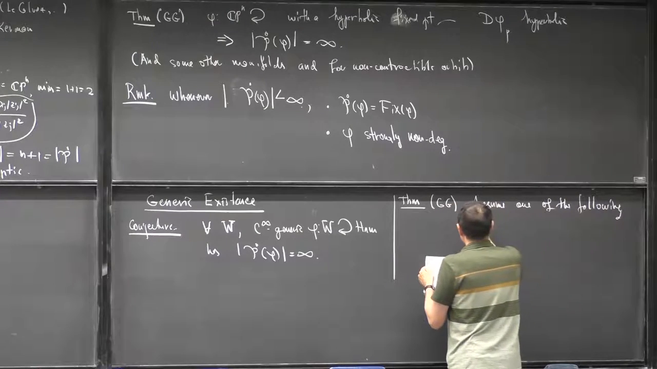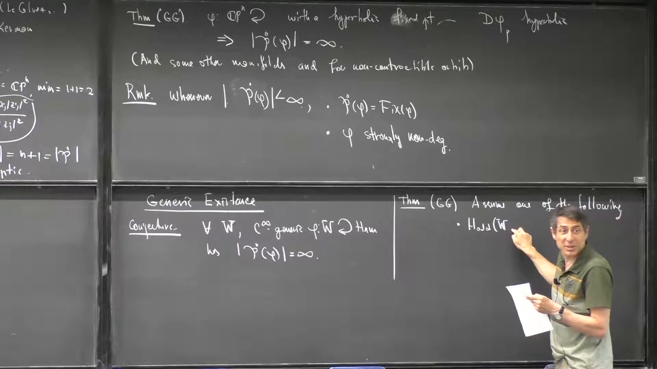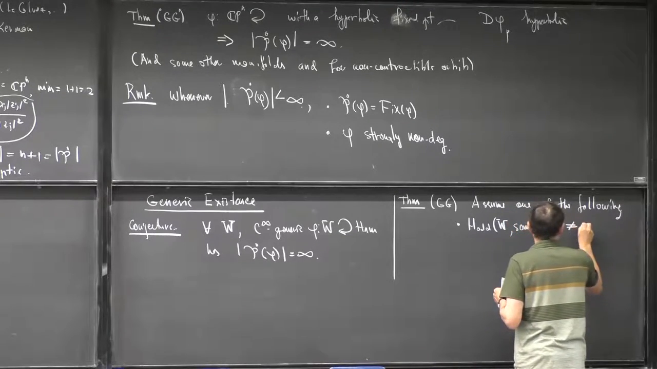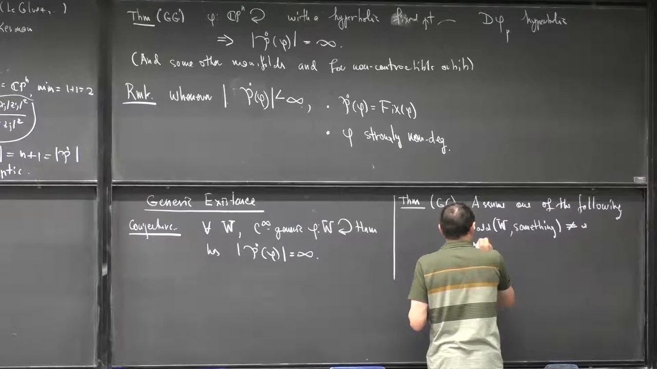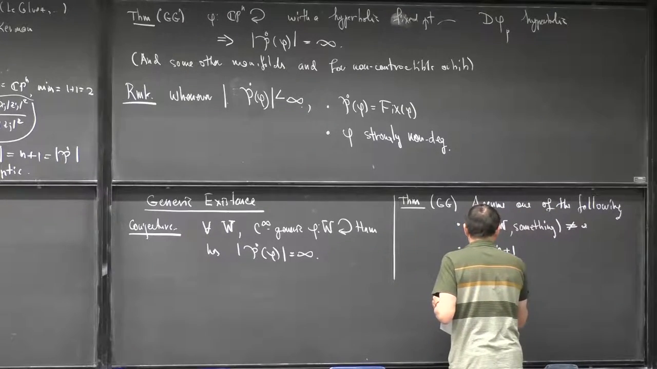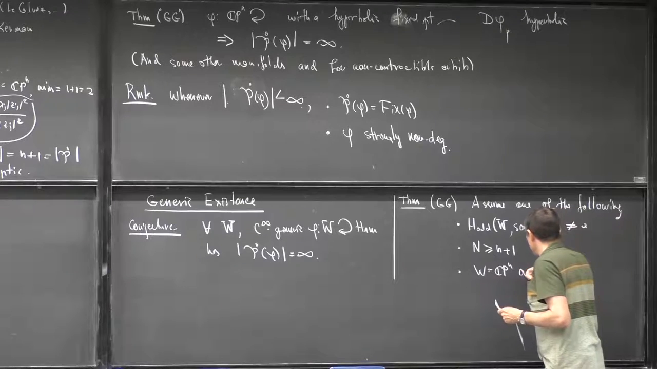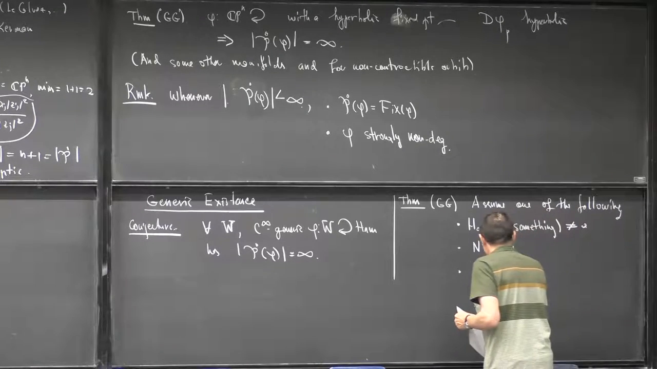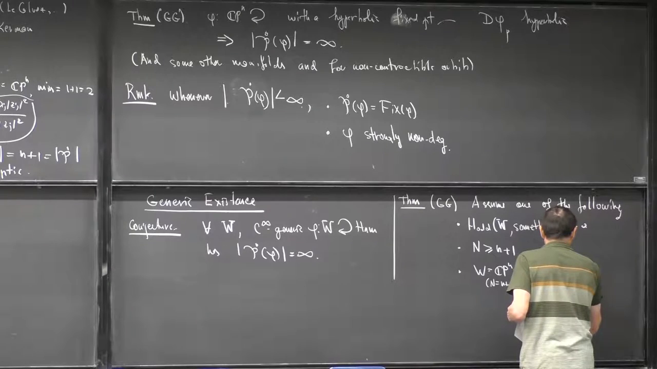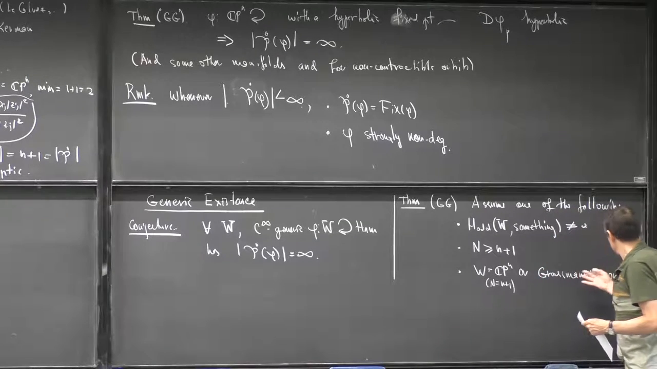That either the odd degree homology of W with coefficients in something, does not matter what, is non-zero, or the minimal Chern number is not small, or W is CPN, which of course fits into this picture, or into the second case. So here N is N plus one, or a complex Grassmannian, or one of some class of manifolds.